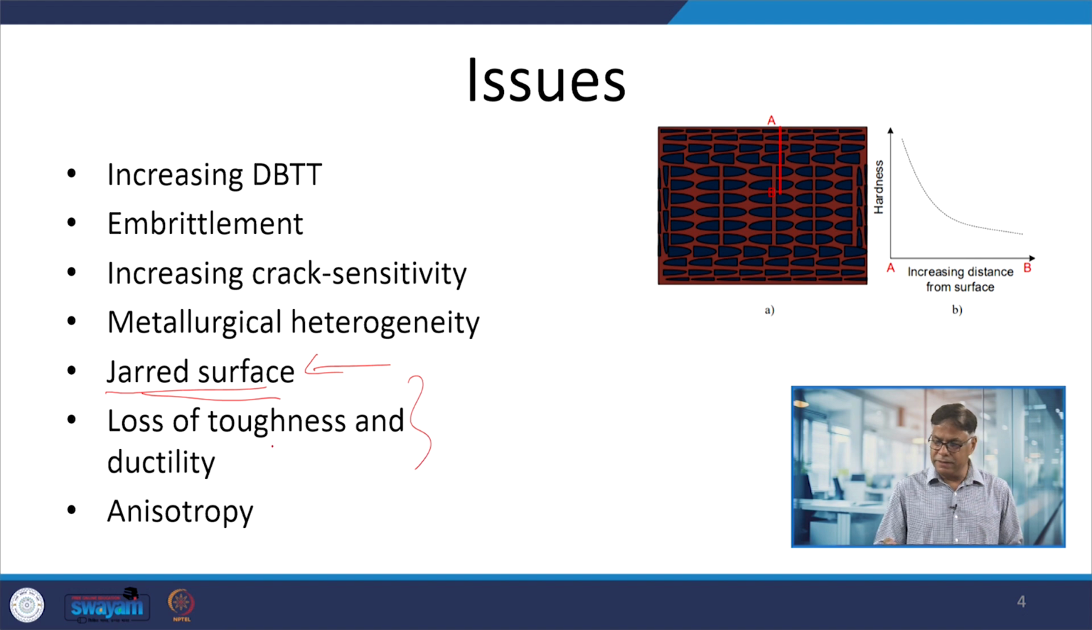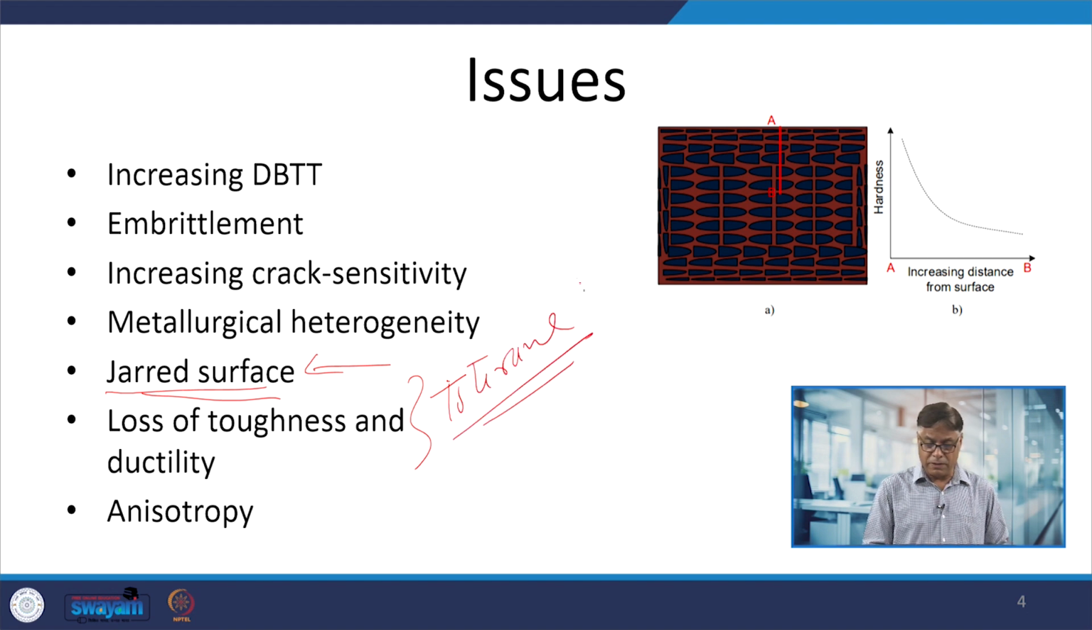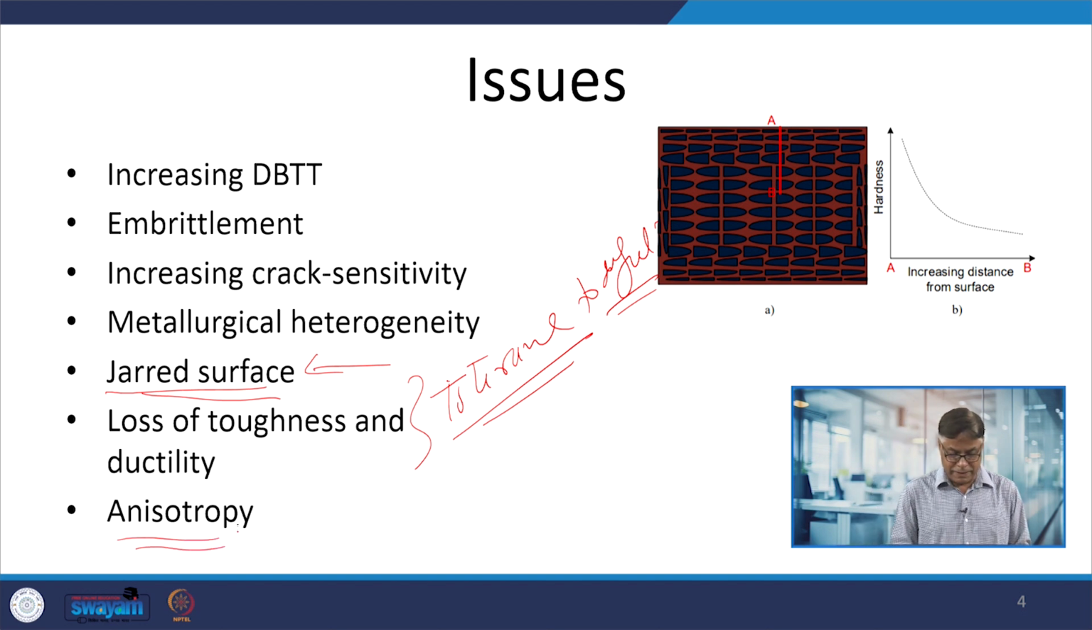Loss of toughness and ductility, about that I have already talked, will be reducing the tolerance to defects. So, the damage tolerance to the defect is compromised because of loss of toughness and ductility. So, the damage tolerance is reduced. Okay. Anisotropy is again the variation in properties of the material from one side to another, from one zone to another. So, that is what we can see, the metal may be stronger in one direction as compared to the other direction, or in different zones the material may show different mechanical properties.